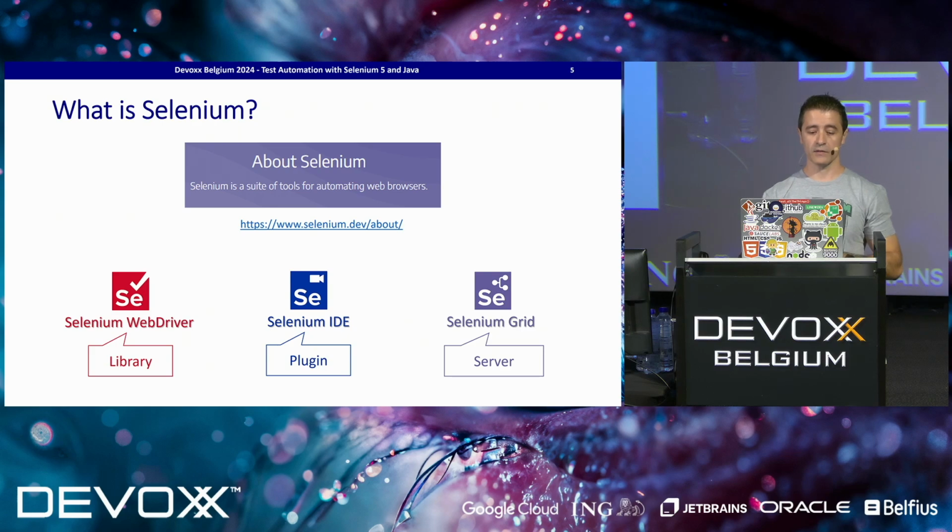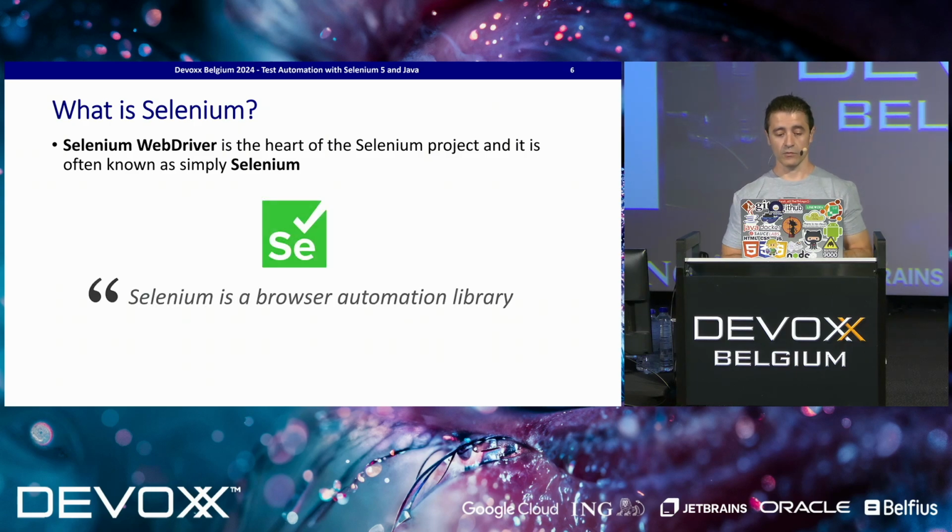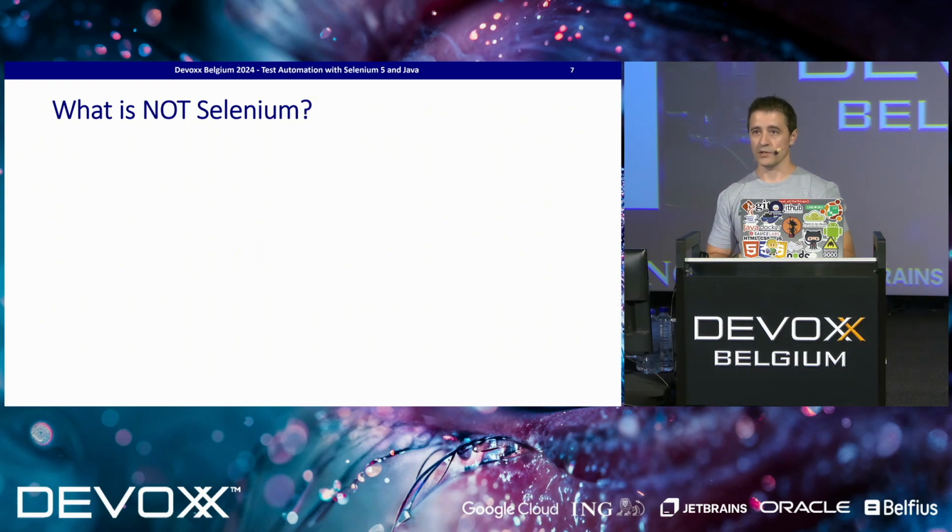Among these components, the first one is the core of the project. Selenium WebDriver is the heart of this project. People often say that Selenium WebDriver is basically Selenium. So for that, we can say that Selenium is a browser automation library. So what is not Selenium? Because I believe it's important to explicitly say what is not Selenium.